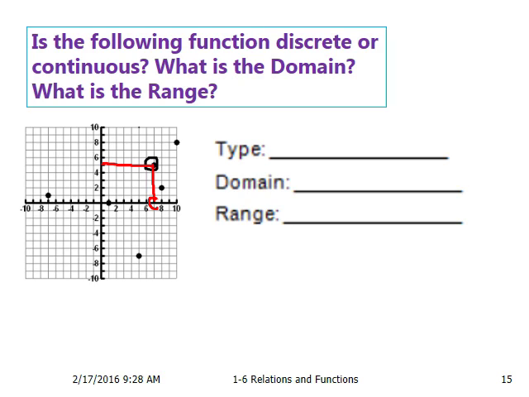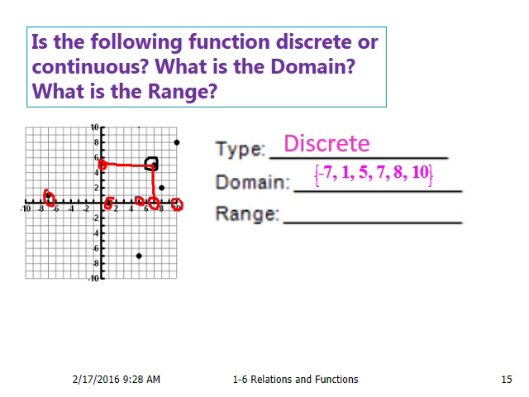X value is 7 and the y value is 5. So x is in the domain and y is in the range. Discrete function. For all the points, domain will be -7, 1, 5, 7 and 10.